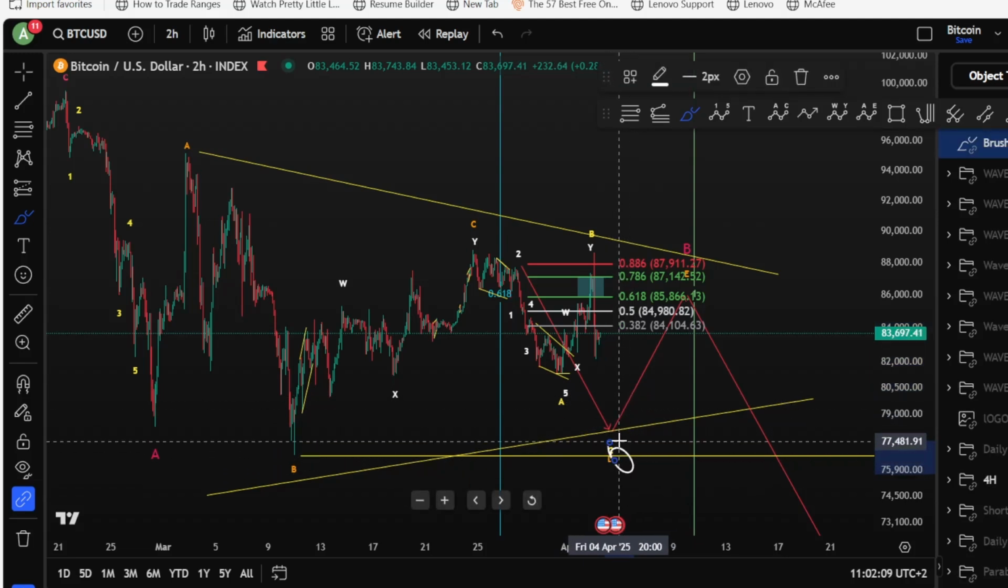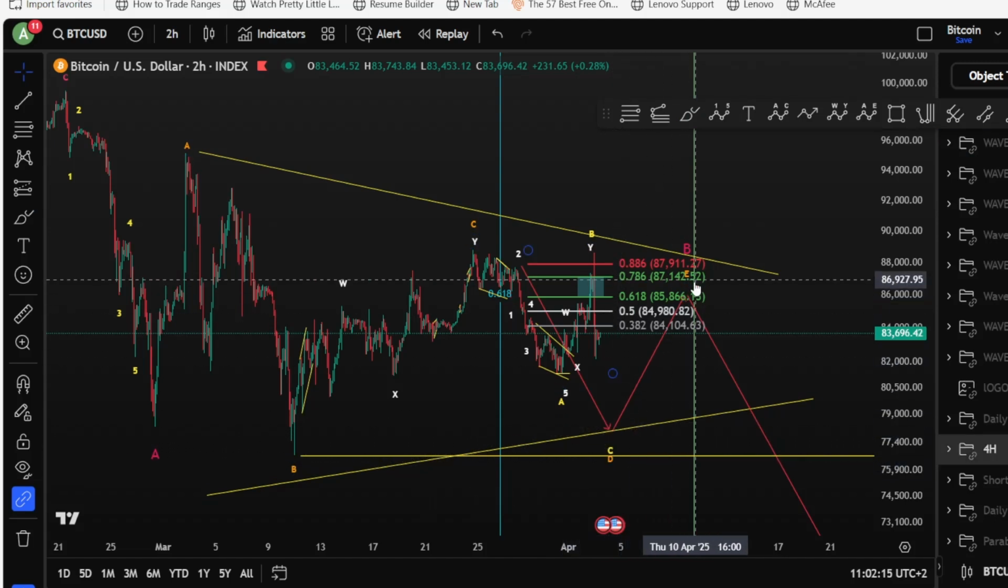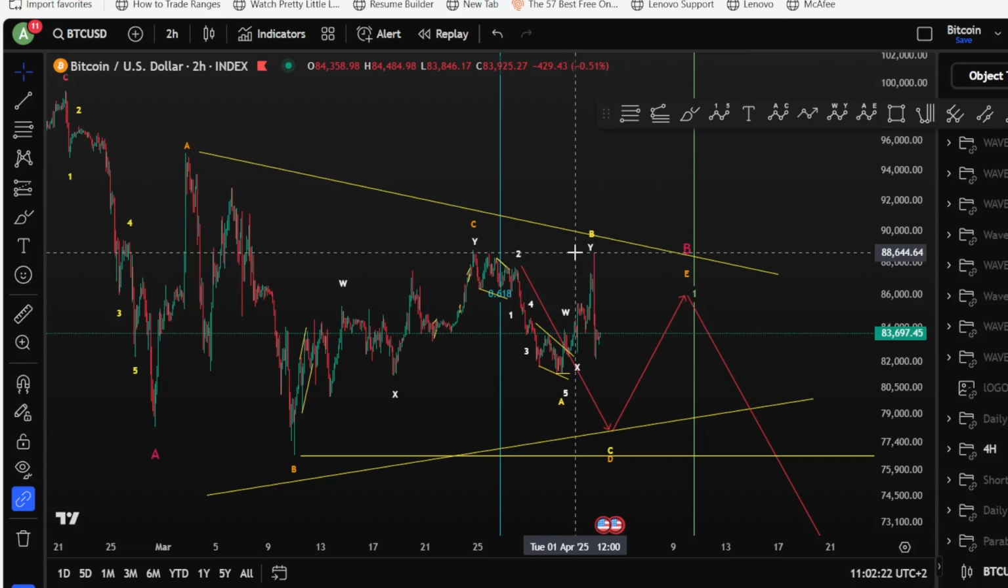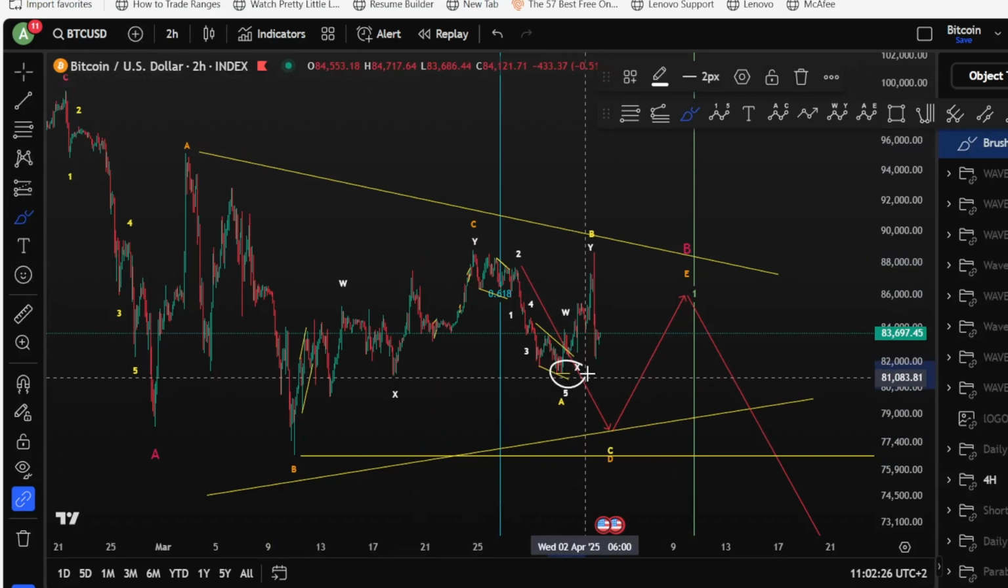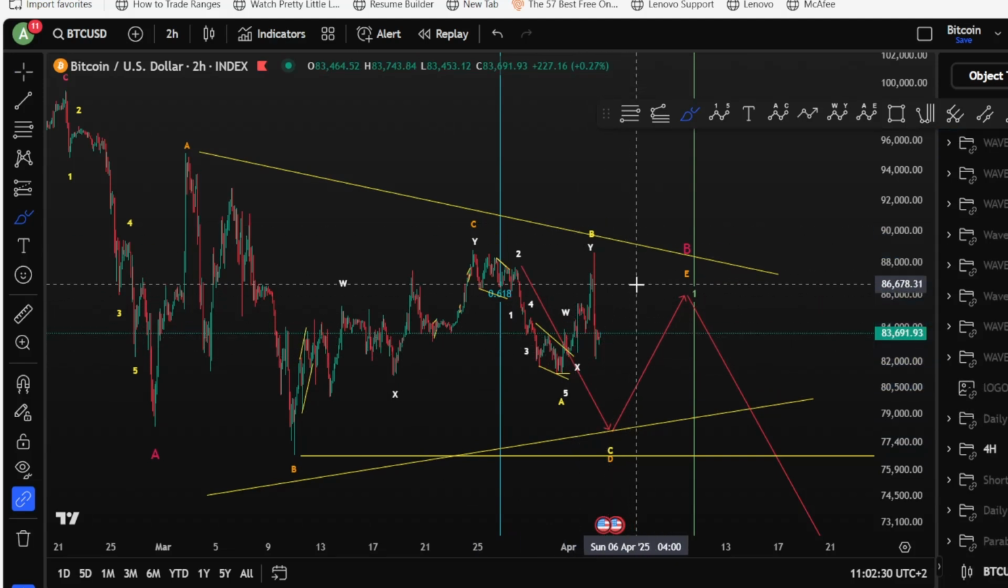Of course, we are still looking for this wave D in this triangle, and then moving for wave E to the upside. The blue box has been hit, and even overshot. It has touched the 886, and that means we will not take the low yet, before potentially even having one more high.